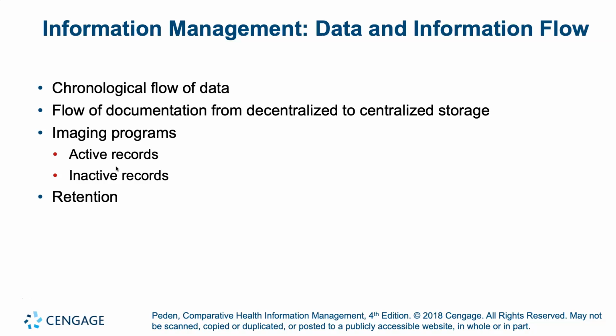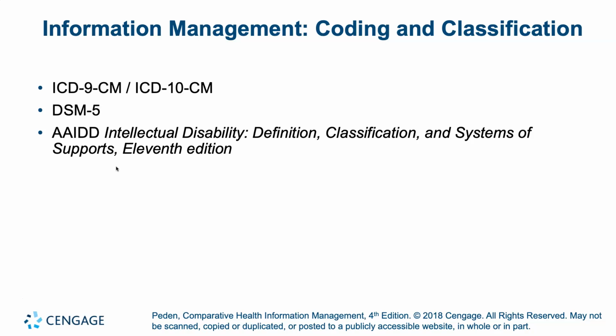So again, go back to your book and go through these sections there. Coding is ICD-10-CM and DSM-5. And then intellectual disability, the AAIDD Intellectual Disability Definition Classification System supports 11th edition. Would encourage you to look up the AAIDD and just read about it so that you're familiar with it. Hopefully by now you know what ICD-10-CM is and DSM-5. But if not, make sure you look those up.